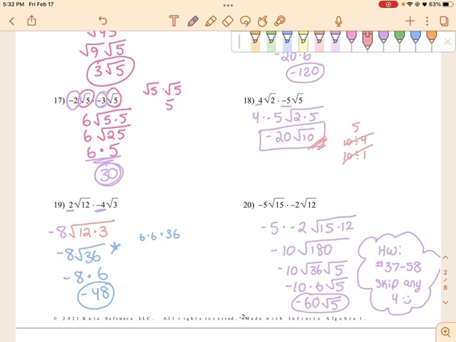And then there's our last one. So like I said, you probably want a calculator, especially for these bigger numbers.